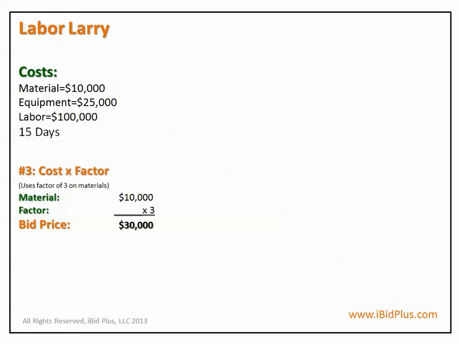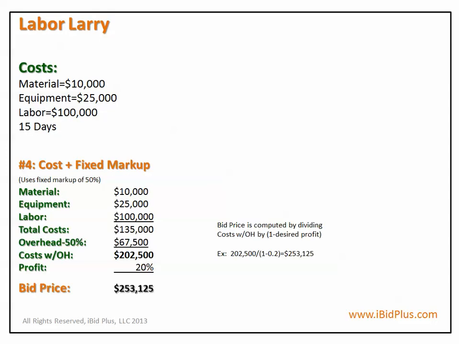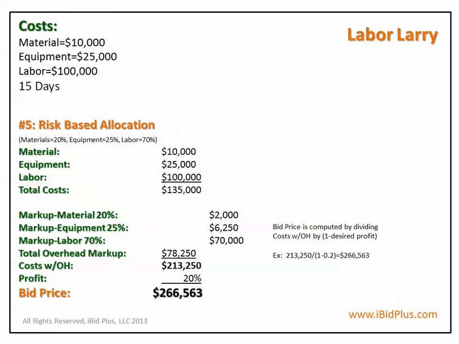In this example, the calculation is absurd. Taking materials times 3 would only produce a bid price of $30,000. The next method, cost plus a fixed markup, will produce the same result as it did with Material Molly. Finally, the risk-based allocation method will place a heavier emphasis and a heavier markup on the labor portion of the job as 70%. Thus, total overhead markup will be $78,250. Including a 20% profit, the bid price is computed at $266,000 for the bid, rounded.